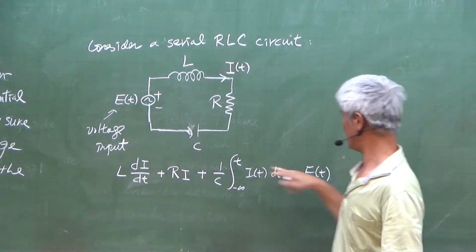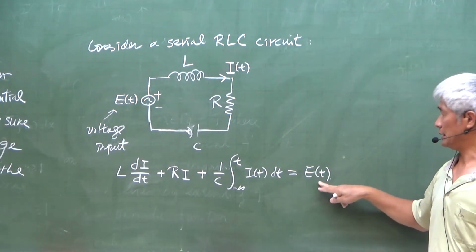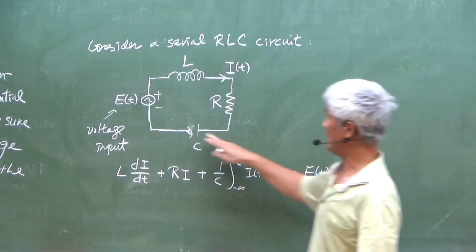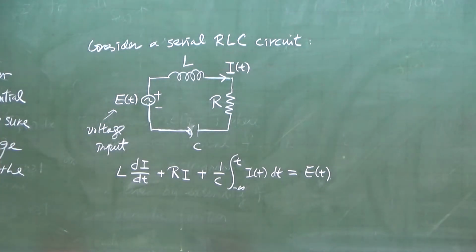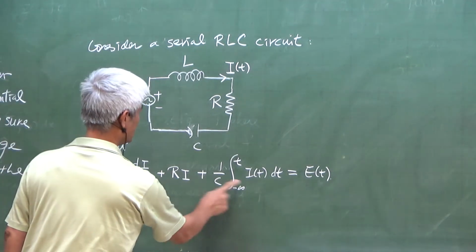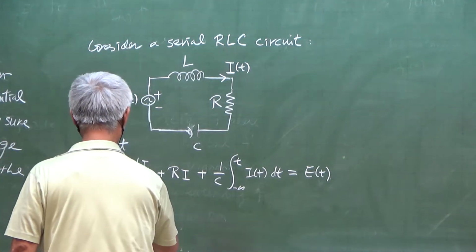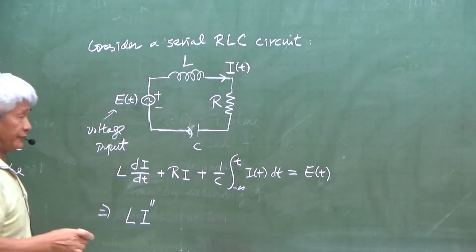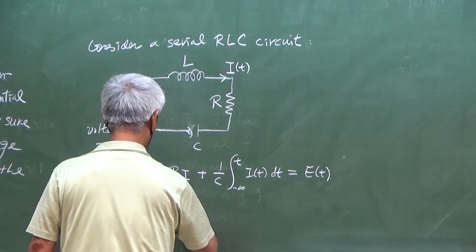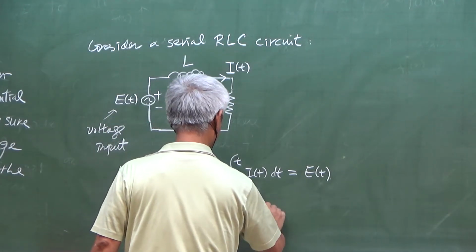And the sum together is equal to the force. The voltage, we know, is the electrical force. Right? So we have what we call a differential integral equation. And we can turn the differential integral equation into a differential equation by what? By differentiation again, right? So this becomes L I double prime, meaning the second derivative, plus R I prime plus 1 over C I is equal to E prime of t.